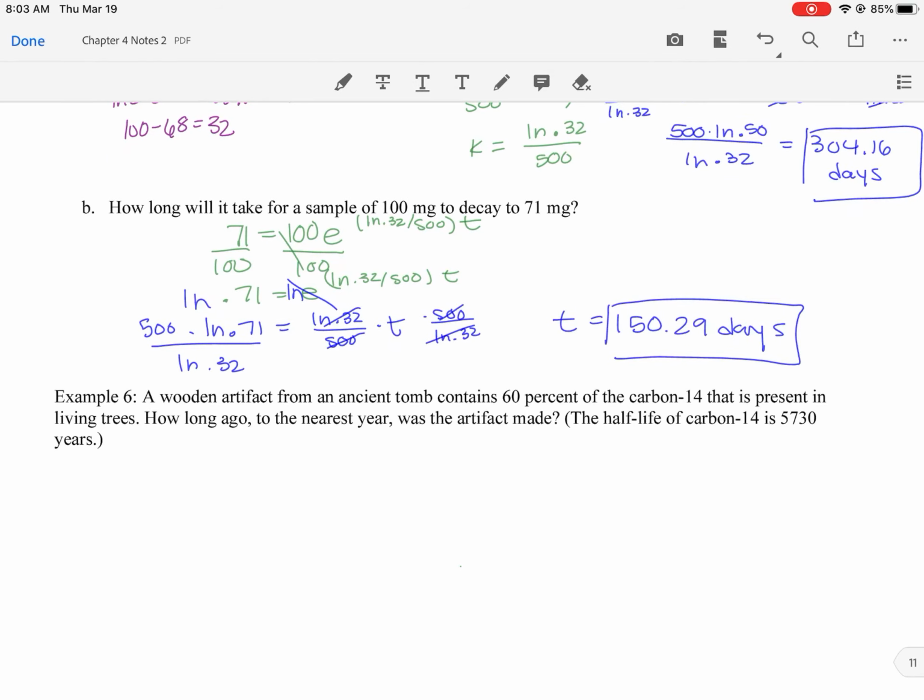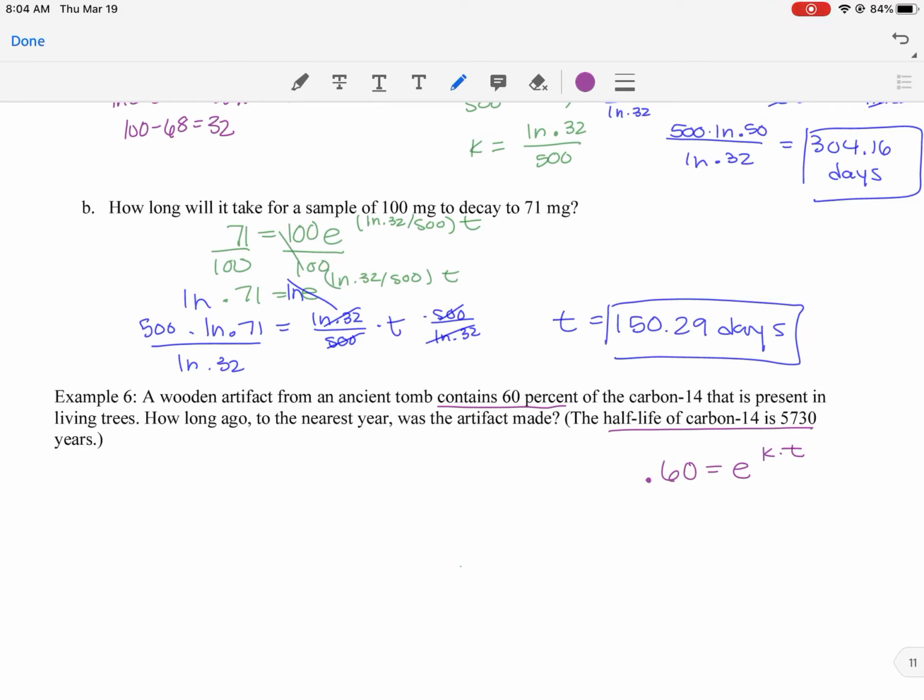I do always like to have you try one on your own. So this one, let me get you started, and I'll give you a few answers along the way, and then I'm going to let you figure things out. A wooden artifact from an ancient tomb contains 60% of the carbon present in living trees. How long ago to the nearest year was it made? And it tells you the half-life is 5,730 years. So they want to know, when do we have 60%? So when does 0.60 equal e to the k times t? The issue is I need t. I want to solve for t, how many years, but I don't know k yet.